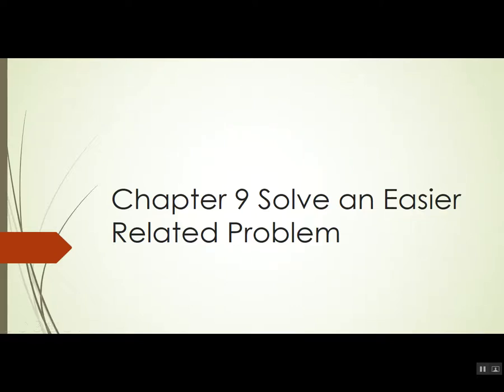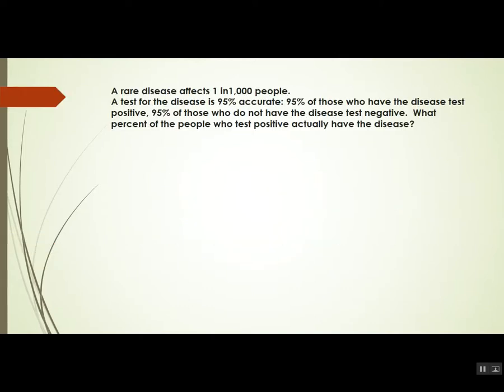Chapter 9 is about solving an easier related problem. So let's look at our introductory problem of the week. A rare disease affects 1 in 1,000 people. A test for the disease is 95% accurate.